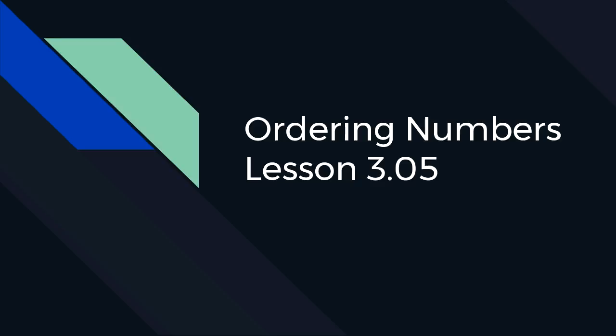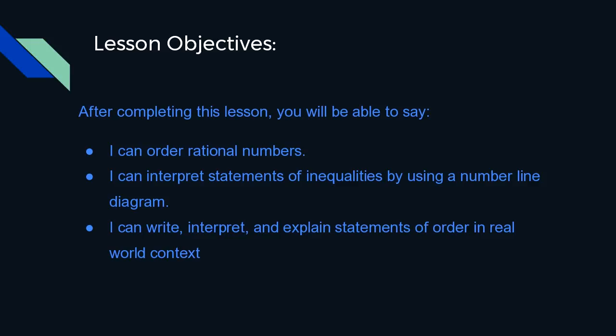Okay, so the lesson that we're going to address today is ordering numbers, lesson 3.05. Today's lesson objectives will be that you can order rational numbers. Those are positive and negative numbers, meaning you can put them in order from least to greatest and greatest to least. You will be able to interpret statements of inequalities by using a number line diagram. And you can write, interpret, and explain statements of order in real world context.